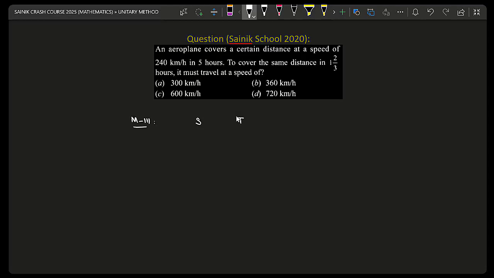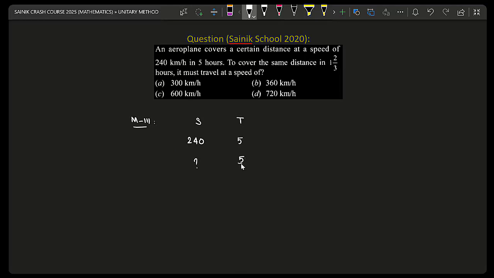Okay. So in the first row, what are the numbers I can fill? Speed and time. Speed and time: 240 kilometers per hour and 5 hours. Say the complete unit, you're not saying per hour. 240 kilometers per hour in 5 hours. Okay. And the question mark is x kilometers per hour, equal to 2 by 3 hours. Question mark I already used. 2 by 3, can you convert it into an improper fraction? Yes, sir. 5 by 3.